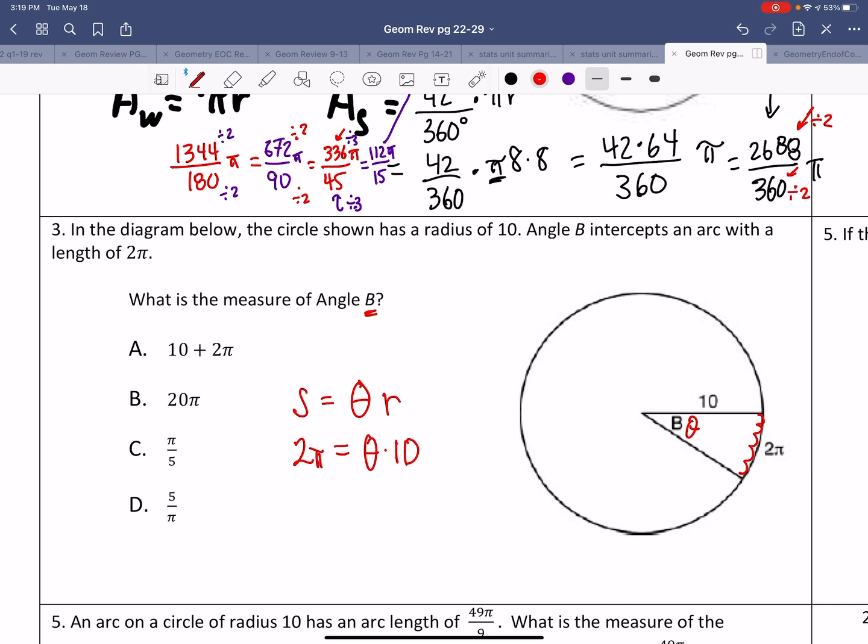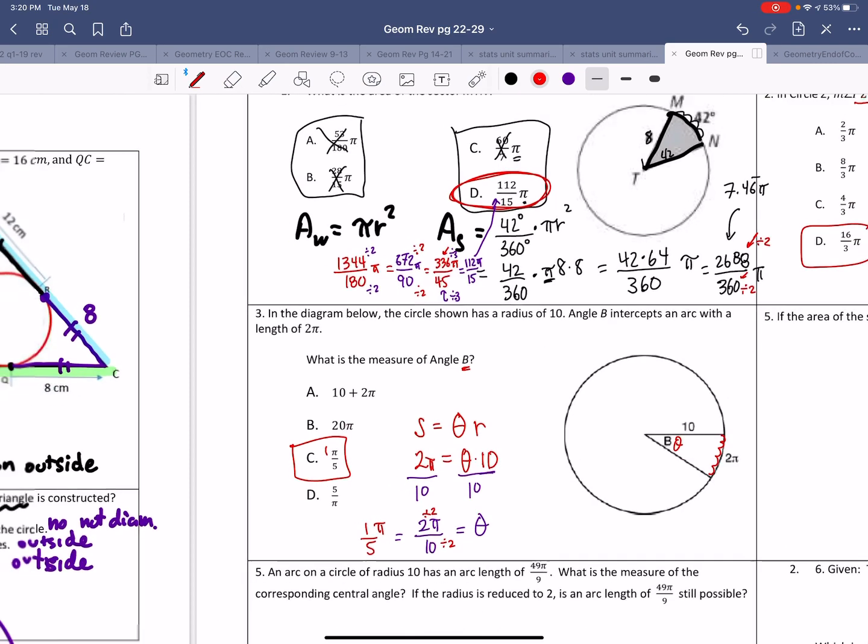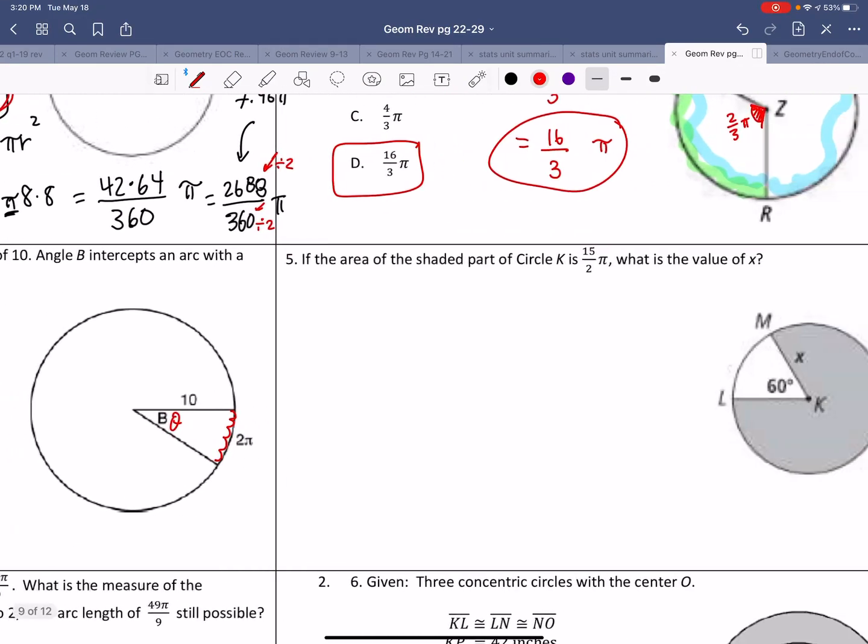So doing a little Lynch swap, I can move this 10 down below, or you can think about just dividing by 10 on both sides. I get 2 pi over 10 equals theta, and this will reduce, dividing the top and bottom by 2, I would get 1/5 pi. That's the same as this. Right? There's 1 pi on the top and a 5 in the denominator. We find our answer using the same formula.